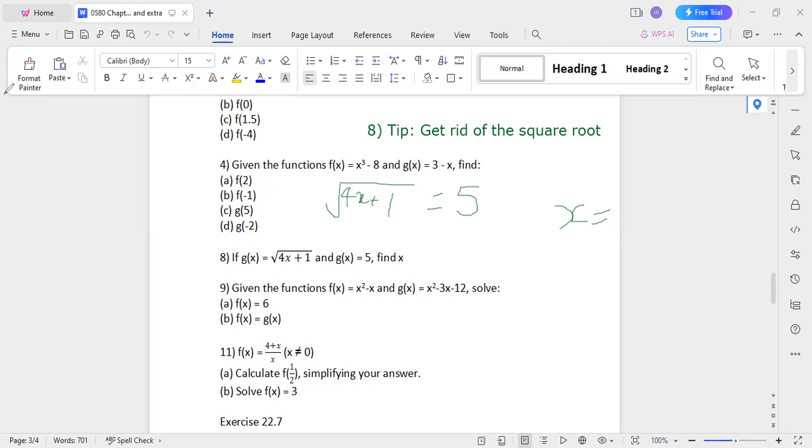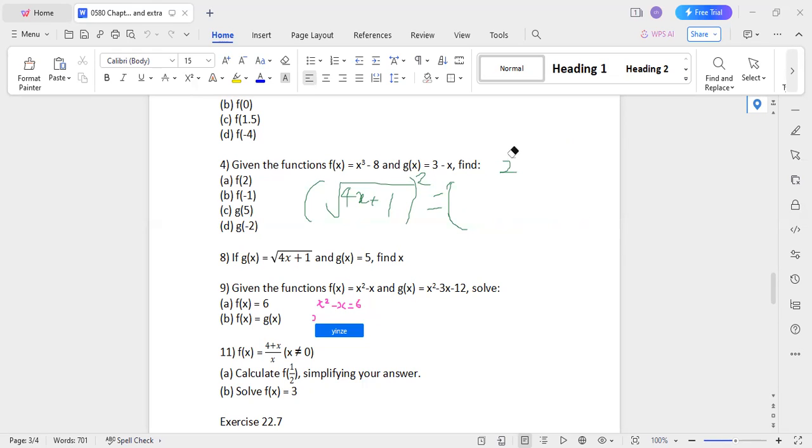Maybe if you want, you can try question 9. f(x) is 6, f(x) is equal to g(x). Is it 6? Yep. When you square it, you also square this section. So x is equal to 6. Let's see how Yinzi works this out.